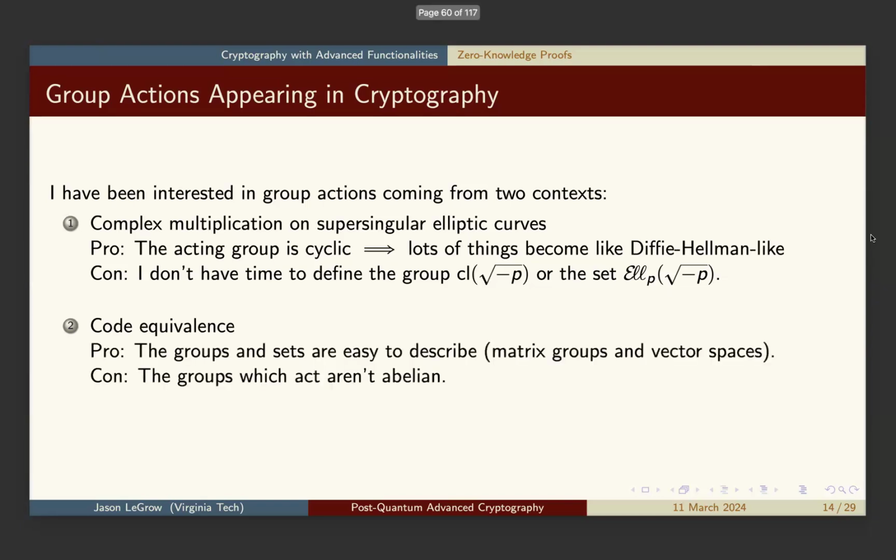So that's kind of unfortunate. Code equivalence is basically exactly the opposite. The groups and the sets are super easy to describe. The groups that are acting are groups of matrices, the general linear group. So just groups of invertible matrices.